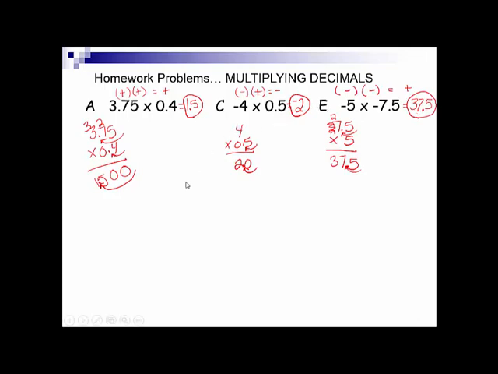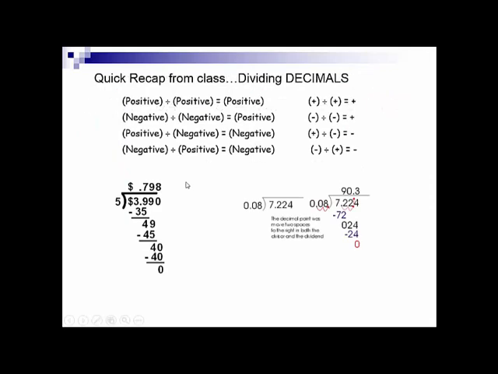So those were the 3 multiplication problems you had for homework. Now let's do a quick recap on division. So we know when dividing decimals, it's the exact same sign results as it was for multiplying. So a positive divided by a positive is a positive. A negative divided by a negative is a positive. Positive divided by a negative is a negative. Negative divided by a positive is a negative. First of all, we talked in class today, if there is no decimal attached to the number you're dividing by, you just go ahead and divide as you normally would.